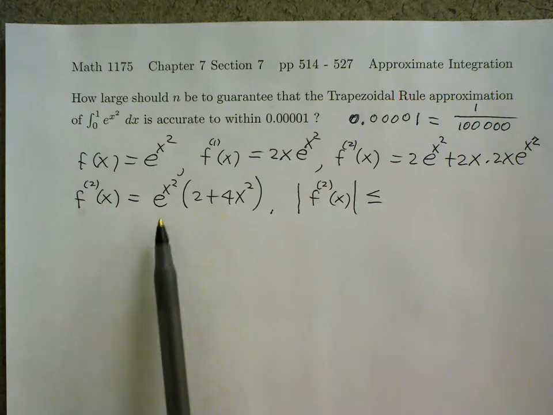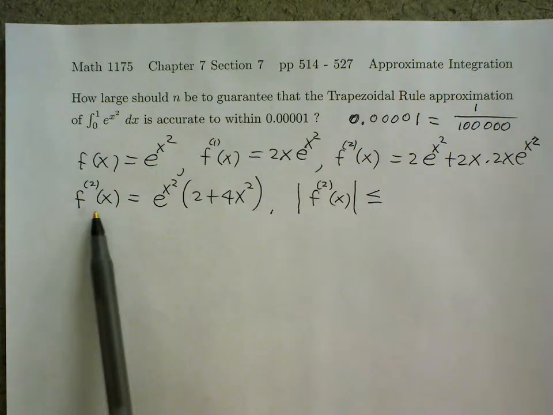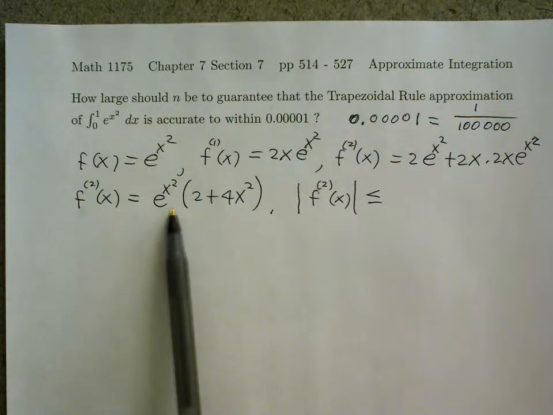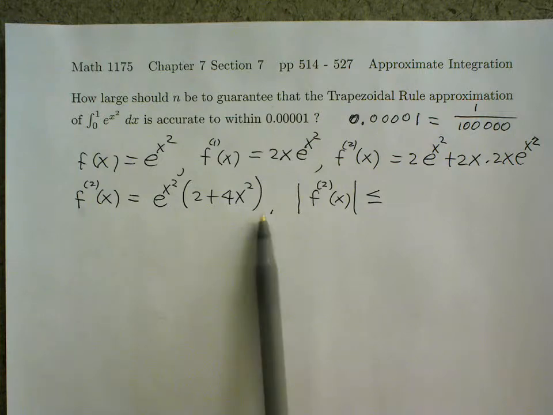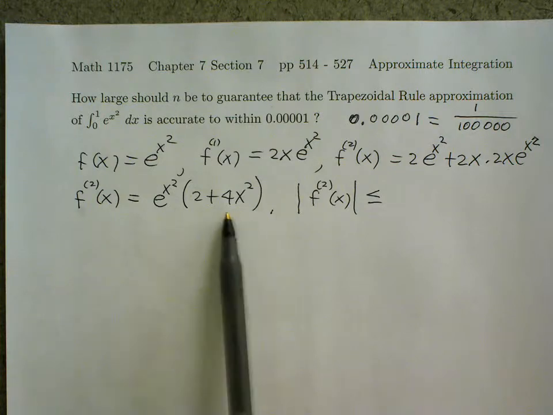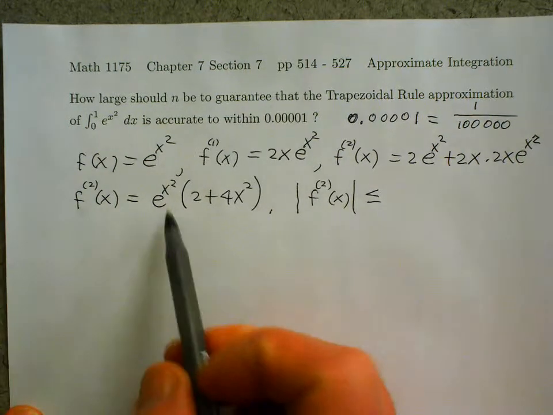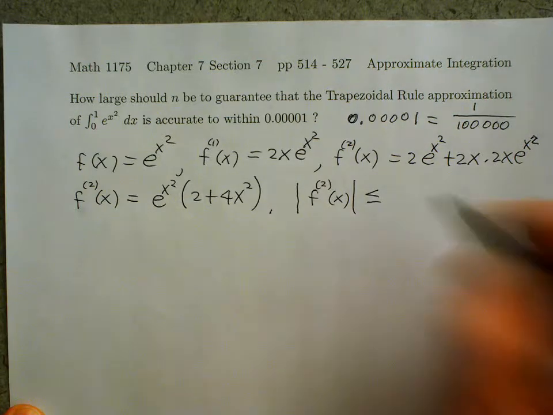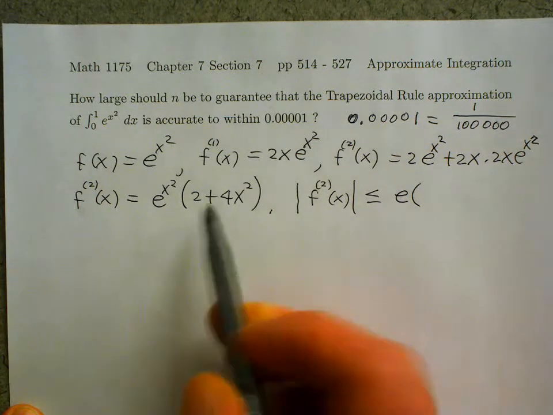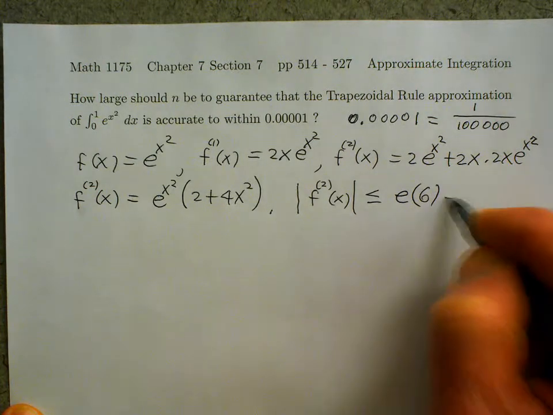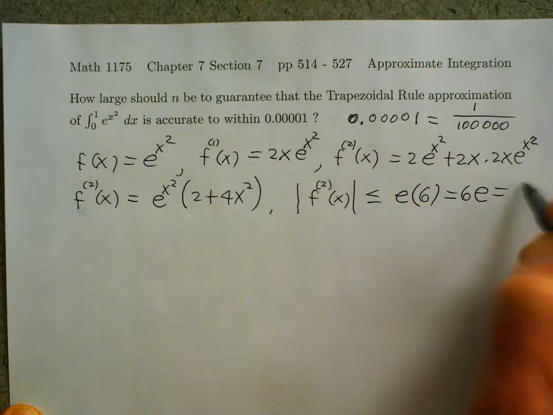So we want to find the maximum possible value of the second derivative on the interval from 0 to 1. We can tell pretty much by looking that the second derivative is an increasing function on that interval from 0 to 1. So the largest possible value will occur when x equals 1. So when x is 1, we get e to the 1 squared, or e, times 2 plus 4 times 1 squared, which is just 2 plus 4, or 6. So 6 times the number e is our k value.